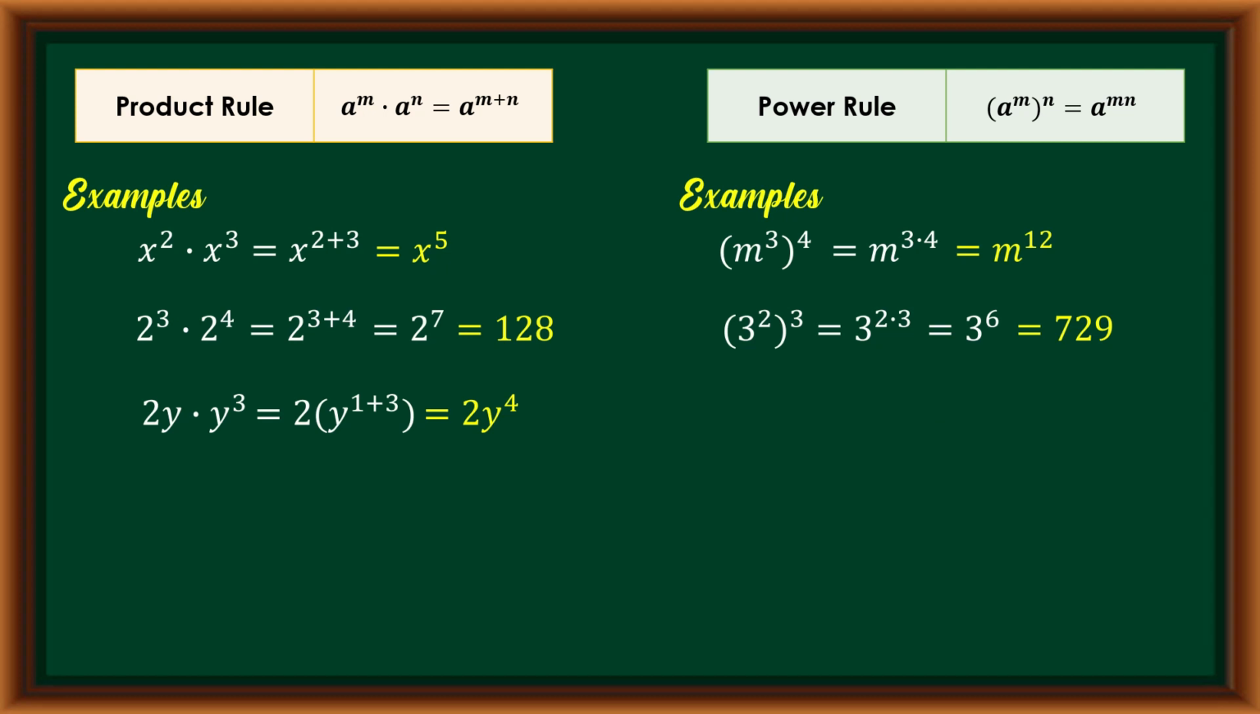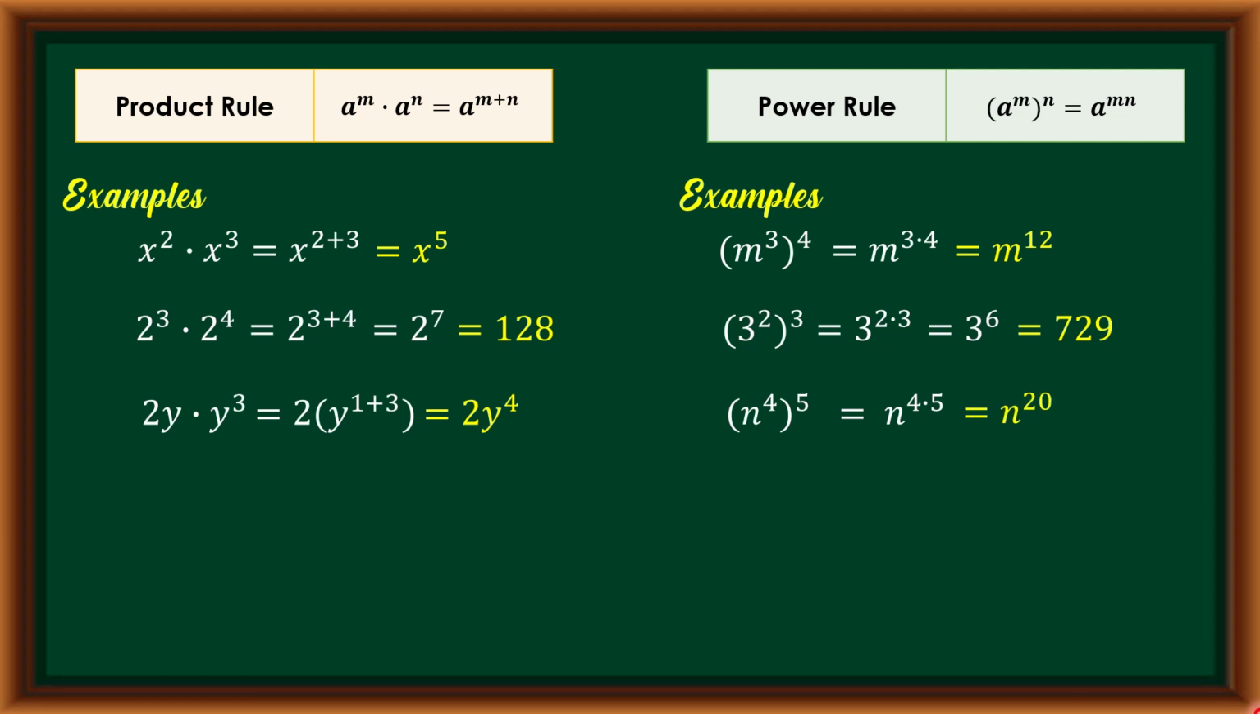So let us move on with our last example. We have quantity n raised to 4, raised to 5. The same, using the power rule, we will multiply the two exponents. So we have n raised to 4 times 5, which is equal to n raised to 20.